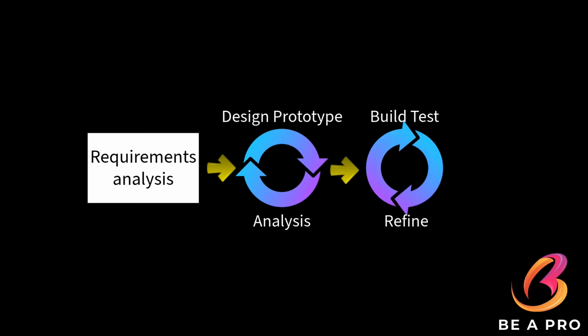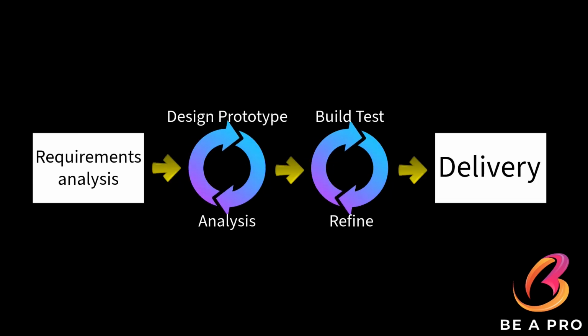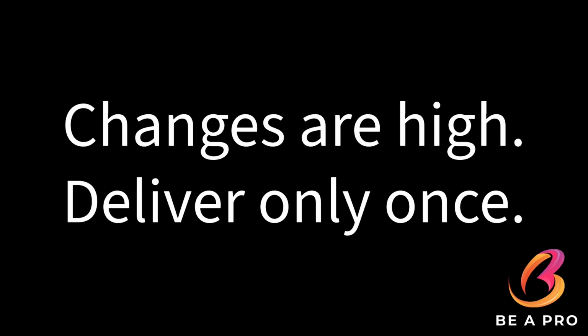After the design phase, the application will be built and tested, and based on the defects and observations, the code will be refined and tested again till all the requirements are met. The last phase is the delivery, where application will be made available to the end users. This life cycle is useful when the requirements are dynamic, that is, changes are moderately high, but the expected final delivery is only one time.